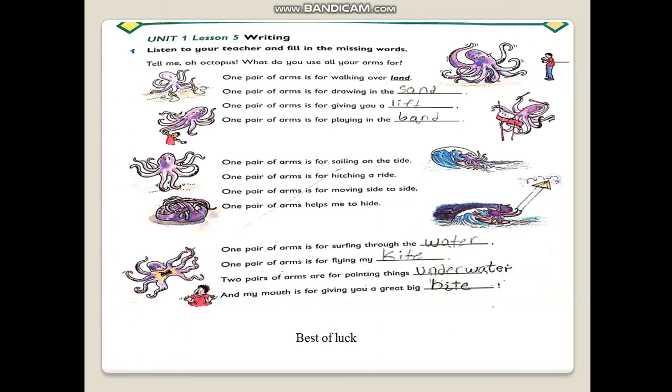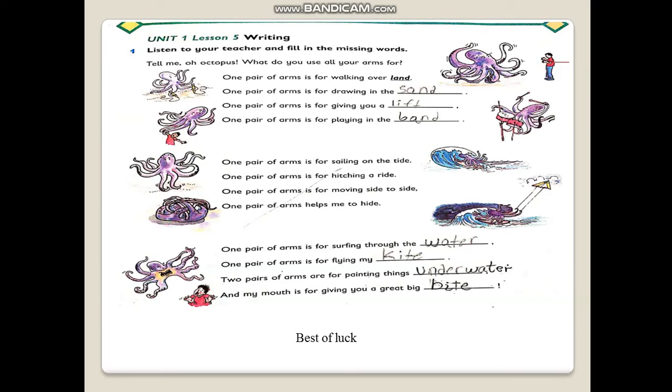You have to listen to me and fill in the missing word. Tell me, oh octopus, what do you use all your arms for? One pair of arms is for walking over land. One pair of arms is for drawing in the sand. One pair of arms is for giving you a lift. One pair of arms is for playing in the band.